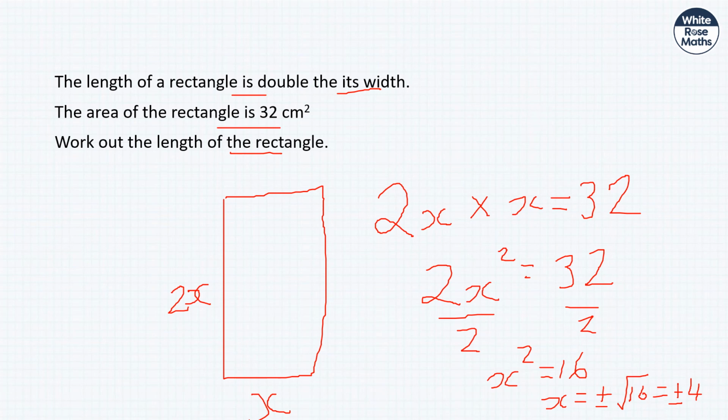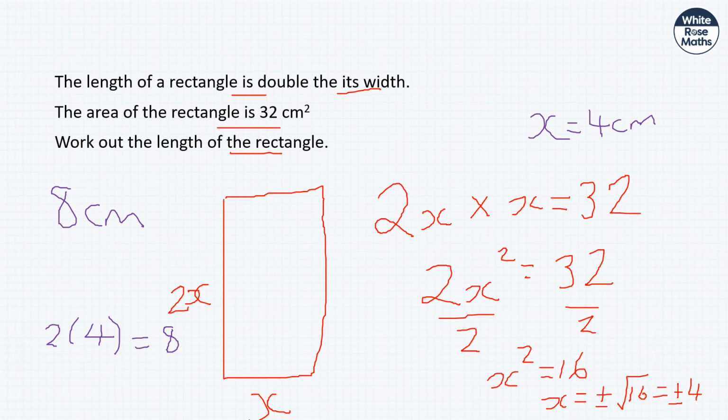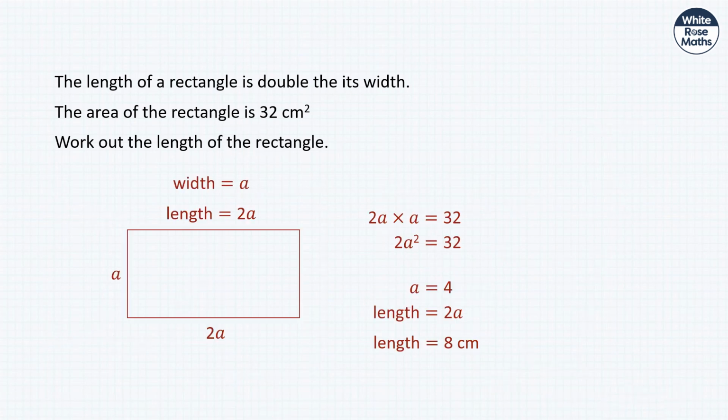Therefore, the length of my rectangle is 2 lots of 4, 2 times 4, which is equal to 8. So the length of my rectangle is 8 centimeters. There we go, guys. They obviously used A here, but you're able to use any letter, x, y, or z, whatever letter you want.